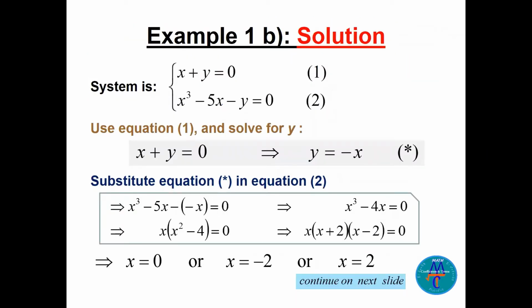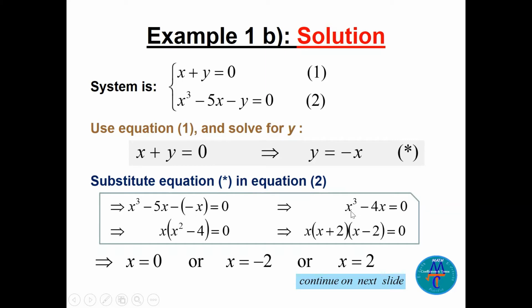Let's see 1b: x plus y is equal to 0, and x cubed minus 5x minus y is equal to 0. Let's take the easy equation, number 1. x plus y is equal to 0. Solve for y, y will be minus x. Let's call this one star. Now we replace star in the second equation. So x cubed minus 5x minus, see the minus here, in the bracket, minus x, is equal to 0.